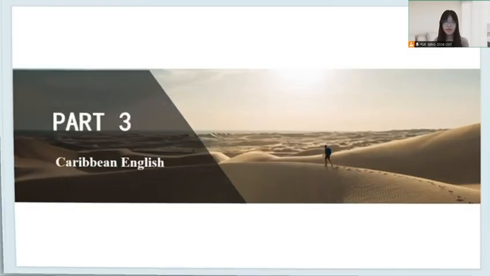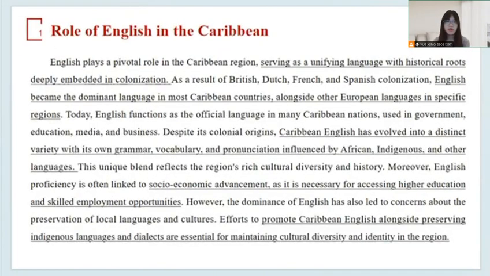Part 3, Caribbean English. Let's move on to the role of English in the Caribbean. English plays a pivotal role in the Caribbean region, serving as a unifying language with historical roots deeply embedded in colonization. As a result of British, Dutch, French, and Spanish colonization, English became the dominant language in most Caribbean countries, alongside other European languages in specific regions.